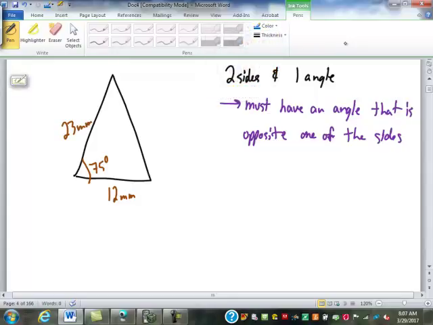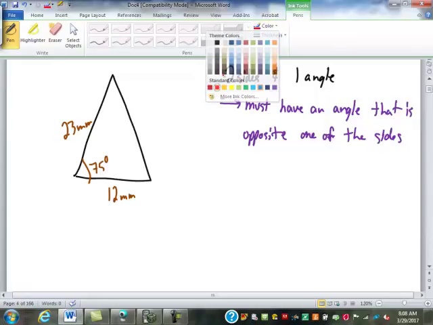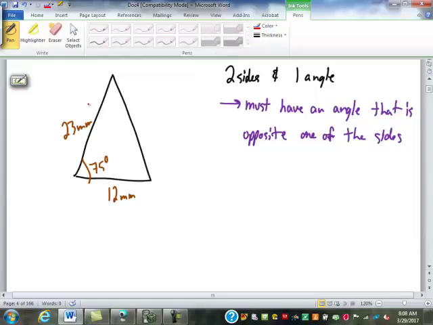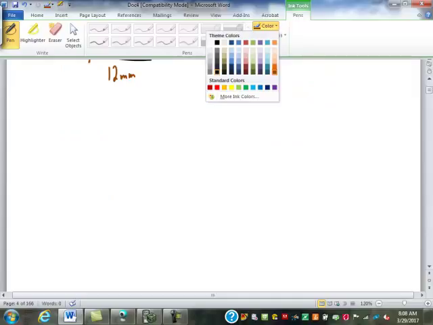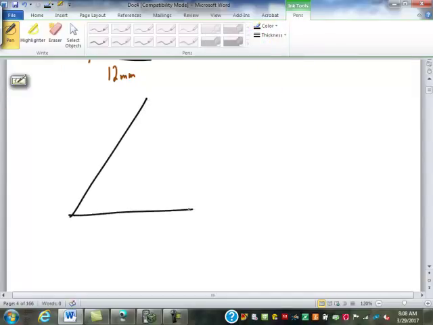do I have a side and an angle that's opposite it? No. No, I don't. Here I cannot use law of sines. That's something that's going to come up in the next couple of days. We're going to get to law of cosines that will allow us to do that. Just law of sines today.